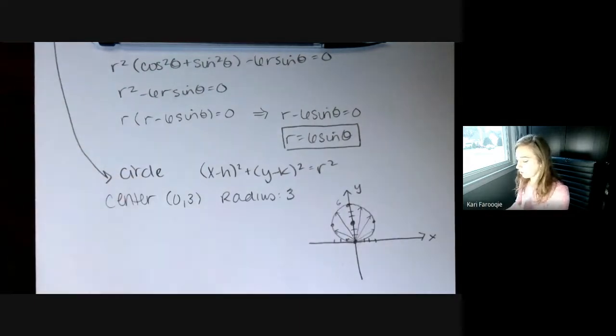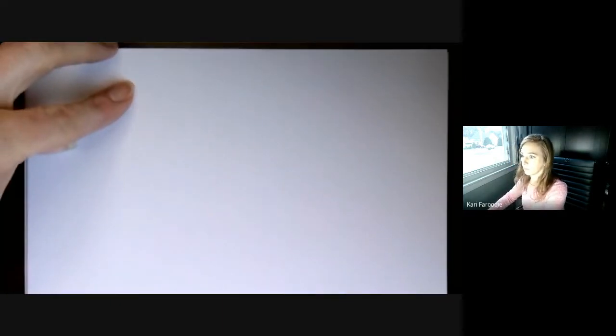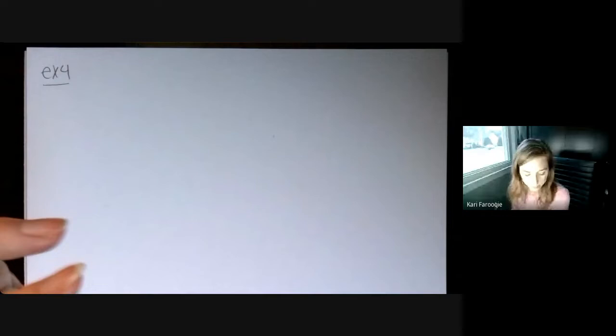So hopefully we're getting some good base knowledge here. Awesome. Let's work the other direction. This will be example 4. Convert the equation from polar to rectangular form and sketch.